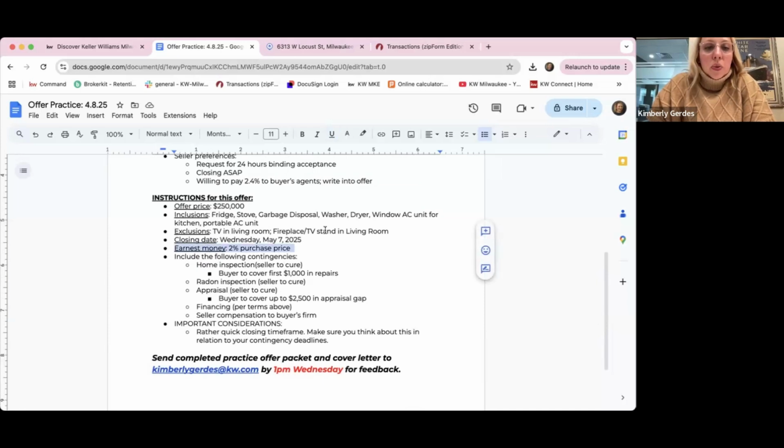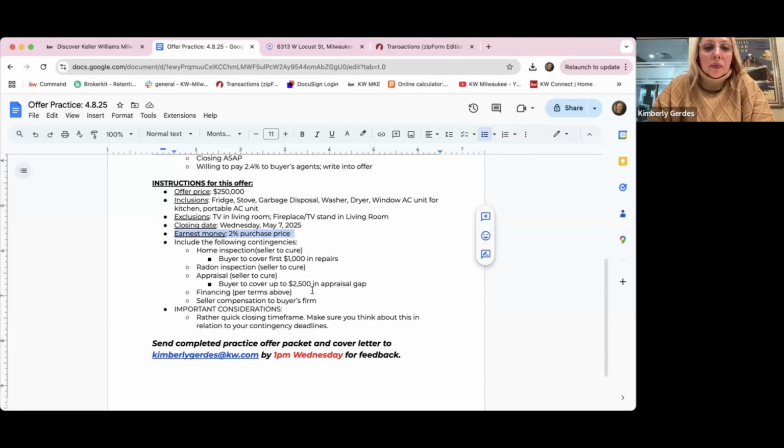Earnest money is going to be 2% of the purchase price. Typically in our market right now, earnest money is anywhere between 1 to 3% of the purchase price. That could be higher, it could be lower. It's really part of the strategy that you're going to be developing with your buyer.